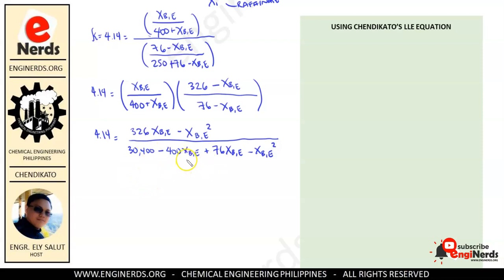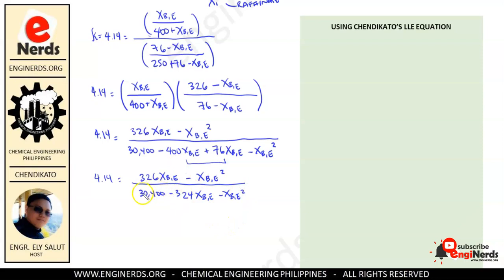And now let us combine our like terms first. So we will have here 4.14 is equal to 326 XBE minus XBE squared over 30,400 minus 400 plus 76, which is equal to minus 324 XBE. Okay, then minus XBE squared.